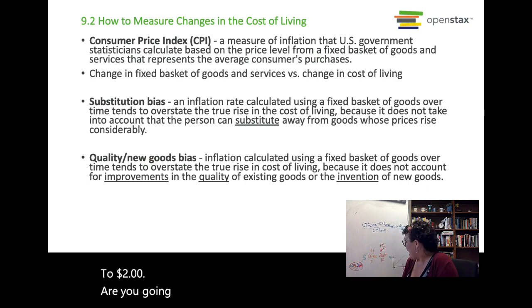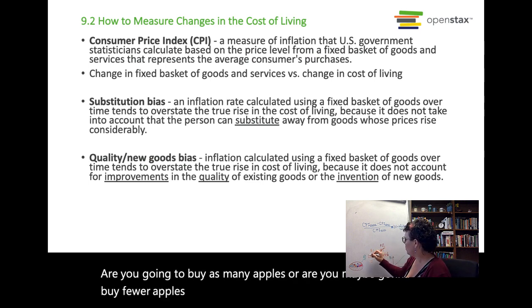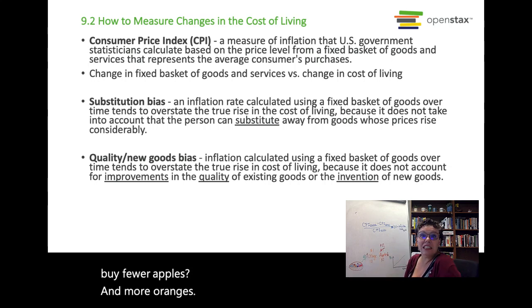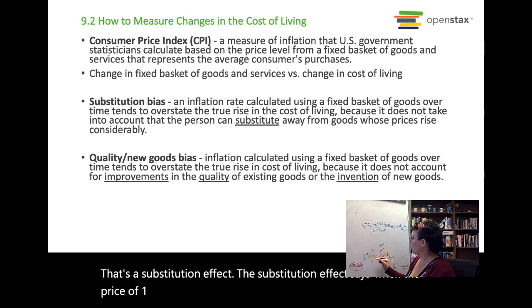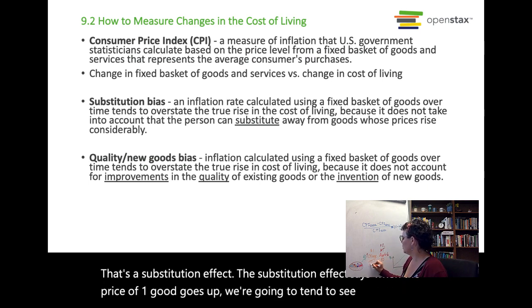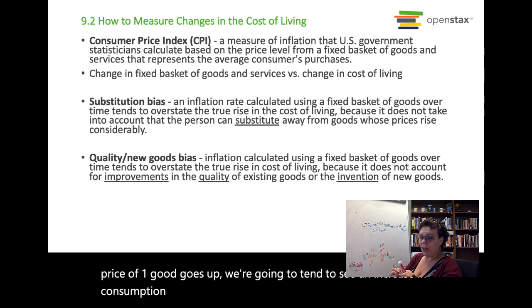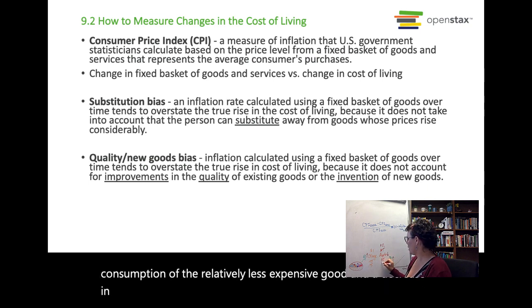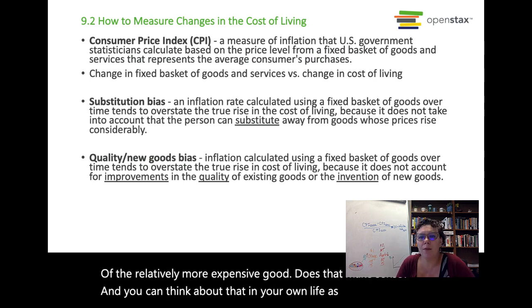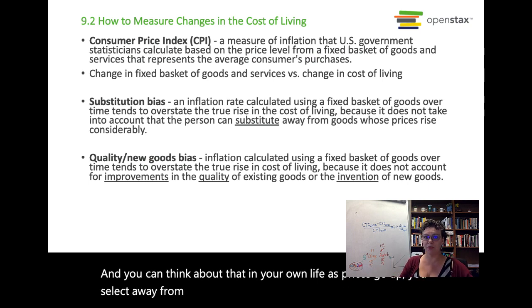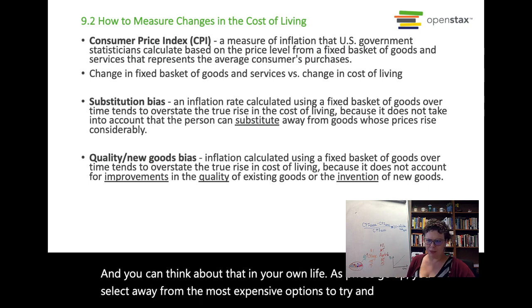Are you going to buy as many apples, or are you maybe going to buy fewer apples and more oranges? That's a substitution effect. The substitution effect says when the price of one good goes up, we're going to tend to see an increase in consumption of the relatively less expensive good and a decrease in consumption of the relatively more expensive good. Does that make sense? And you can think about that in your own life. As prices go up, you select away from the most expensive options to try and rebalance your budget.